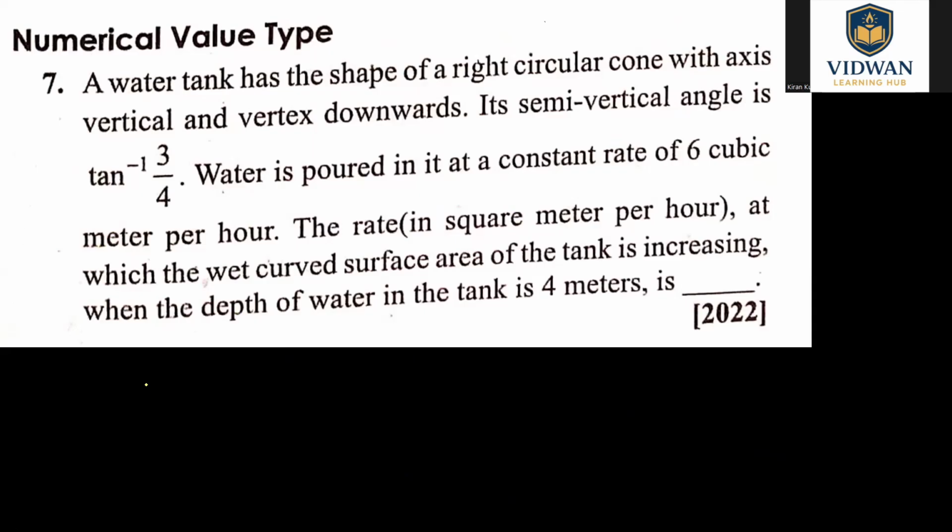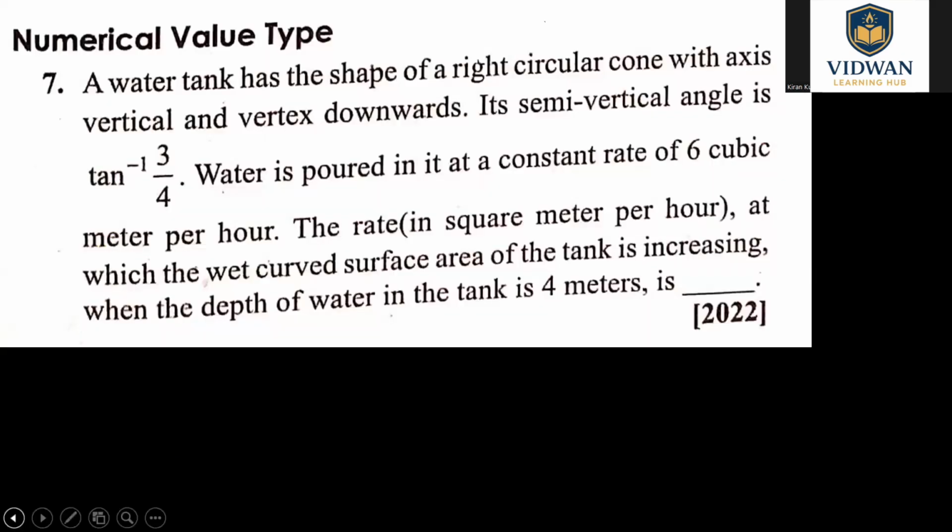The semi-vertical angle is given. So this is theta. Just erase and put it. But can you just give 2 minutes? Yeah. So I'll just draw the diagram. This is theta. So then the tan theta, they gave us 3 by 4. Theta is tan inverse 3 by 4 or tan theta is 3 by 4.